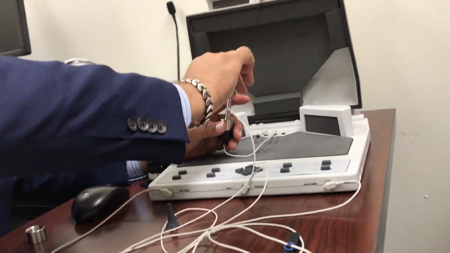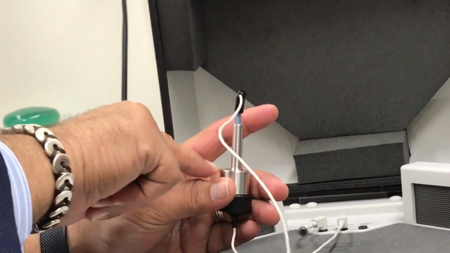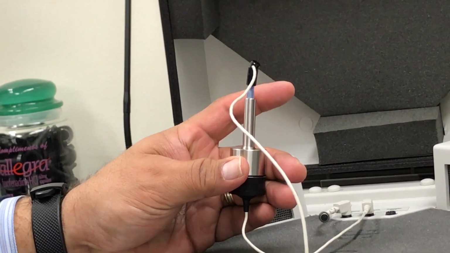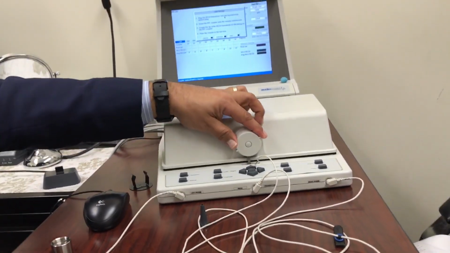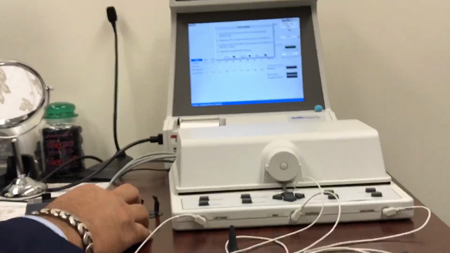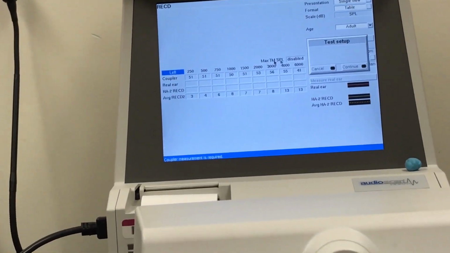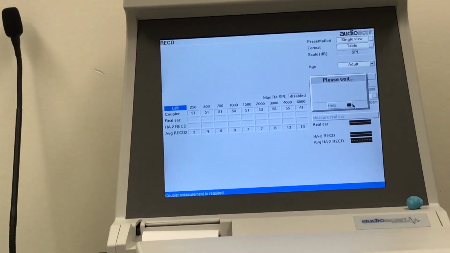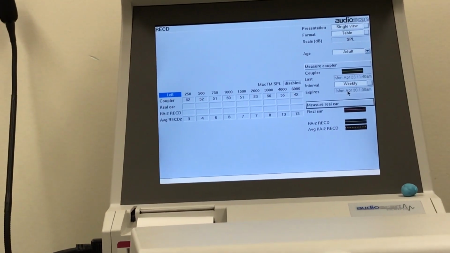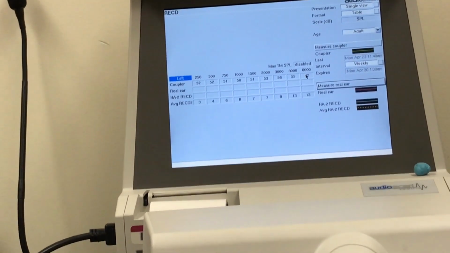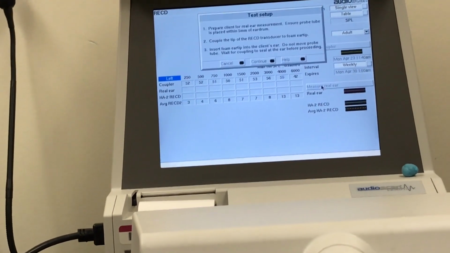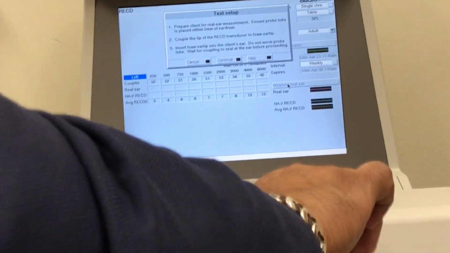The only difference, again, is your ear is going to replace this. So now I can just set this in here. I'm going to lock this down, and I'm going to hit continue. Continue. Okay, so it's measured the coupler. Now I'm going to measure the real ear. The difference is I just pull this guy out.